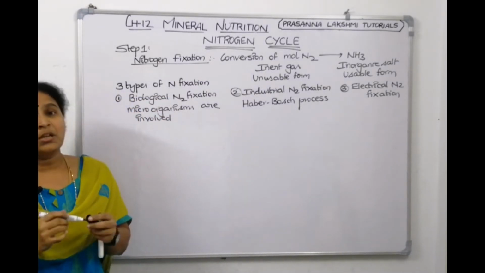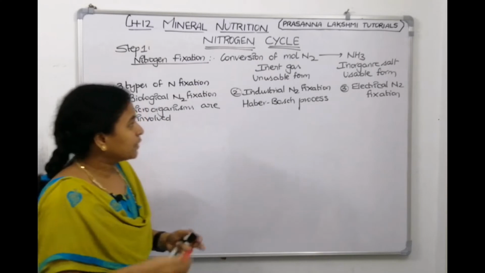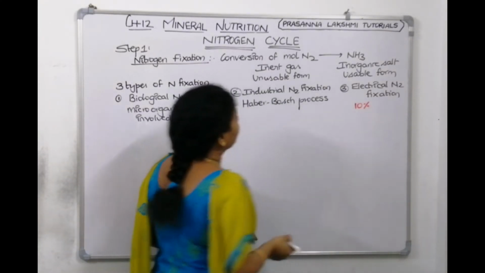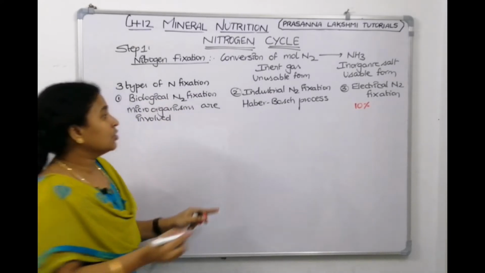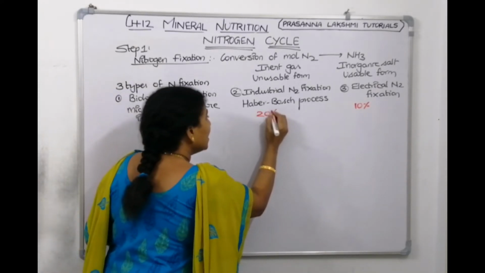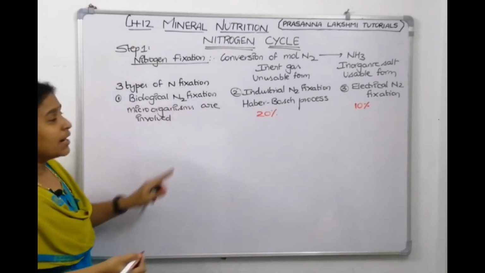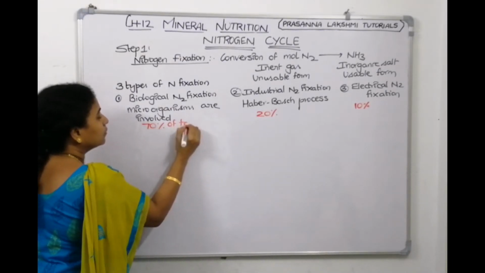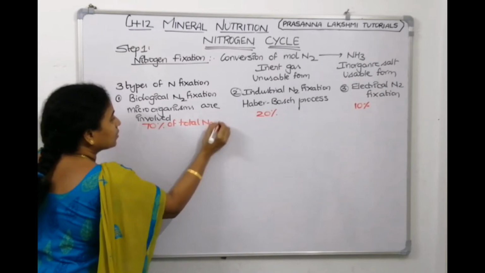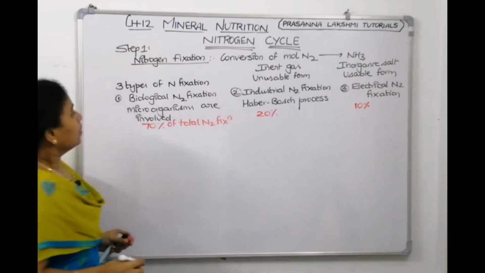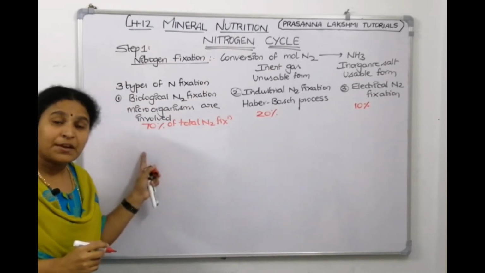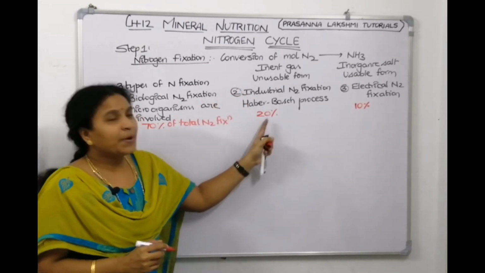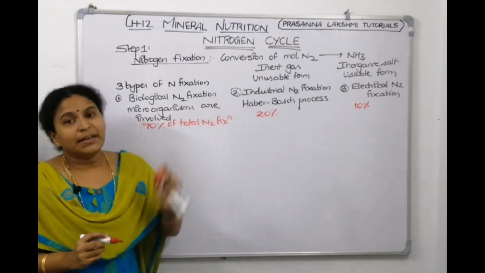Electrical nitrogen fixation accounts for 10% of fixation. Industrial nitrogen fixation accounts for 20%. Biological nitrogen fixation, the remaining 70% of the total nitrogen fixation. Biological nitrogen fixation accounts for 70% of the total nitrogen fixation. Industrial accounts for 20%. Electrical accounts for 10%.